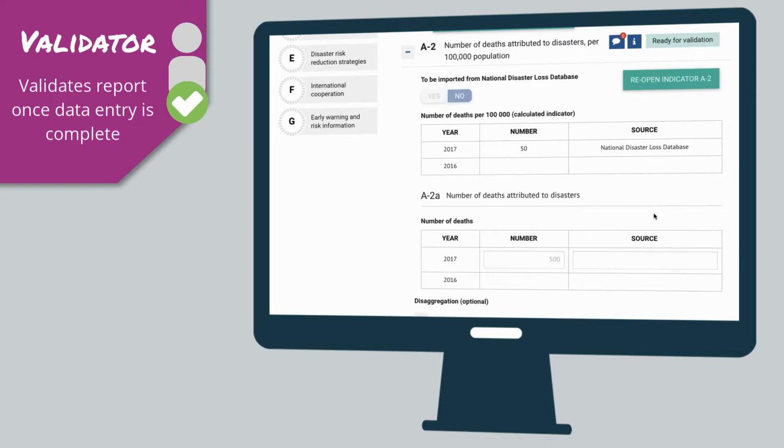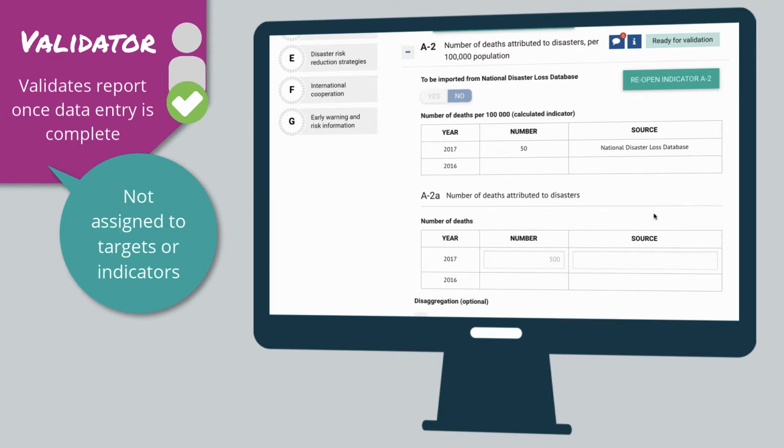Unlike contributors, validators cannot be assigned to specific targets or indicators. Consequently, if a country decides to assign multiple validators to the system, there is a need for the validators to decide offline which targets or indicators will be validated by whom.